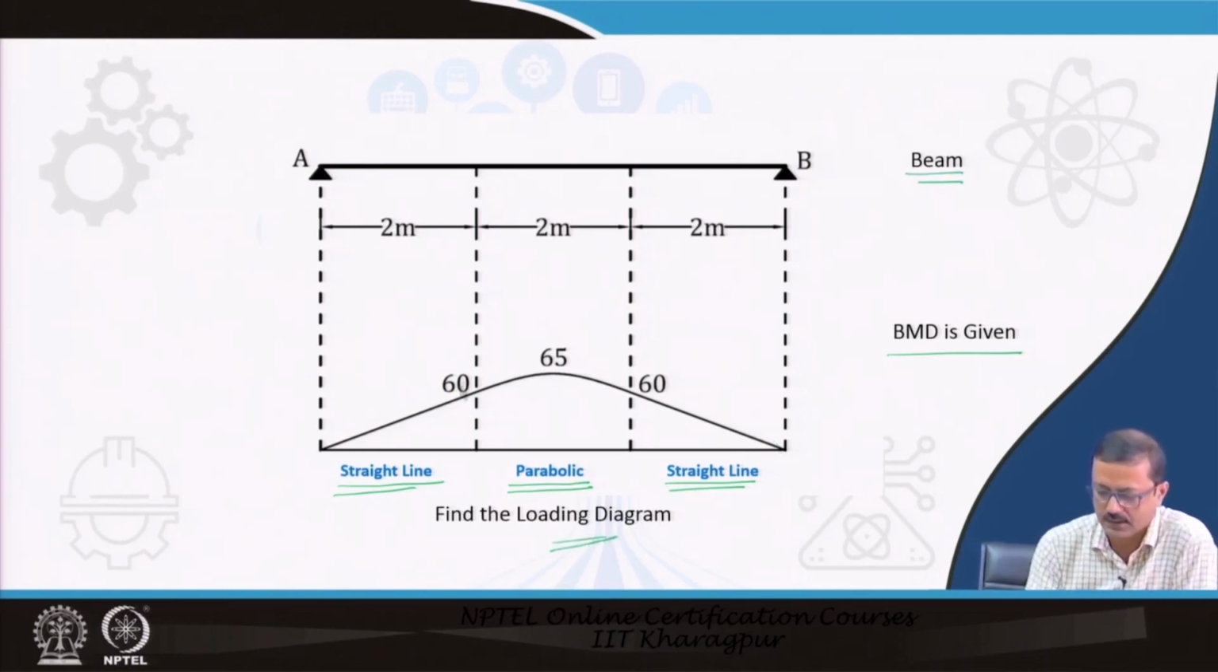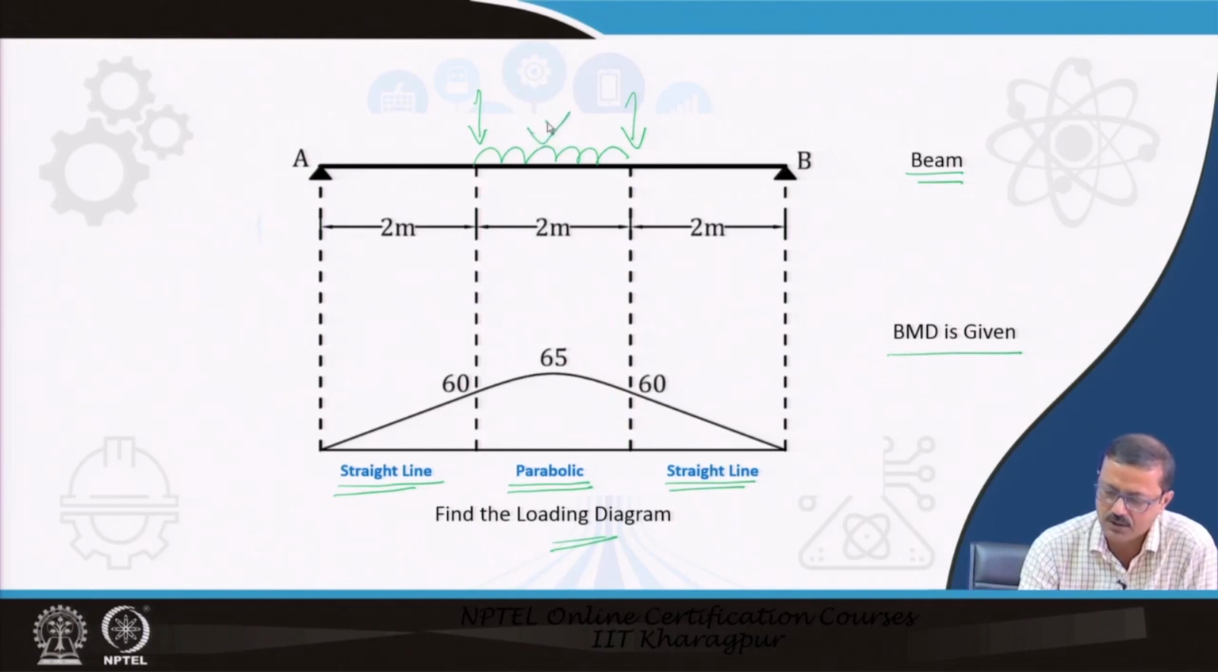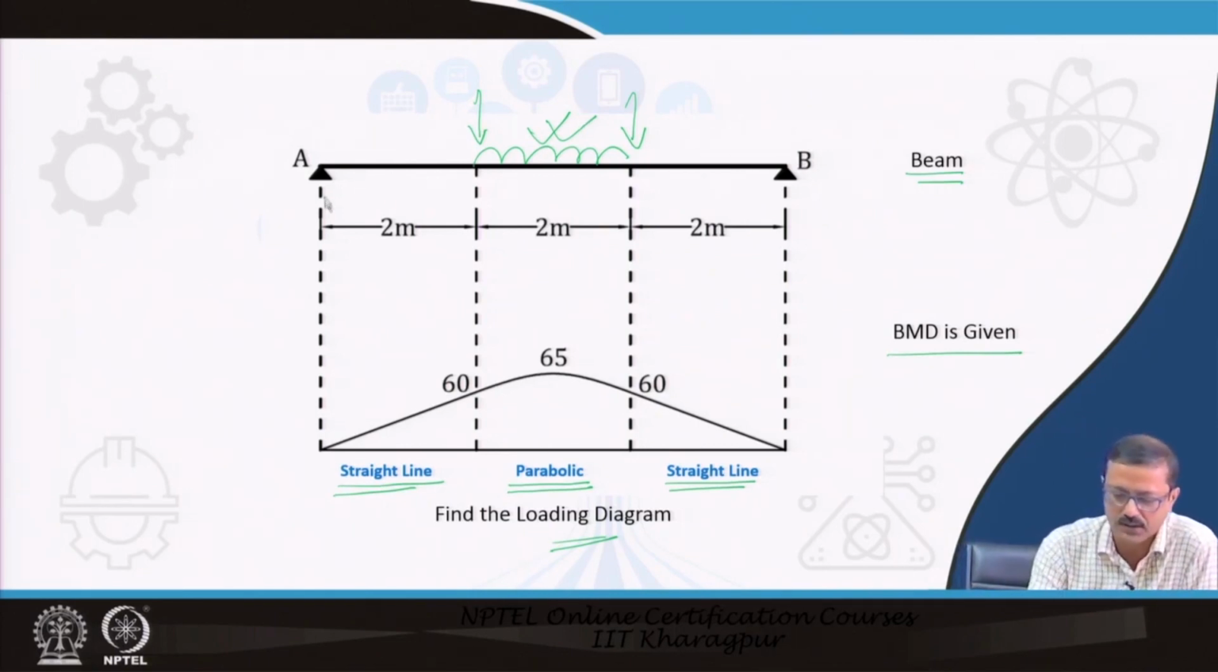I know that if this is a parabolic portion there must be a UDL, and of course, there may or may not be a pointed load, that is different because I do not have the shear force diagram. But I am sure there is a UDL, and also I know that this is a symmetrical diagram. So, the reactions also will be symmetrical, and this reaction R into 2 must be equal to 60, because then only I get a 60 over here and this is a straight line.